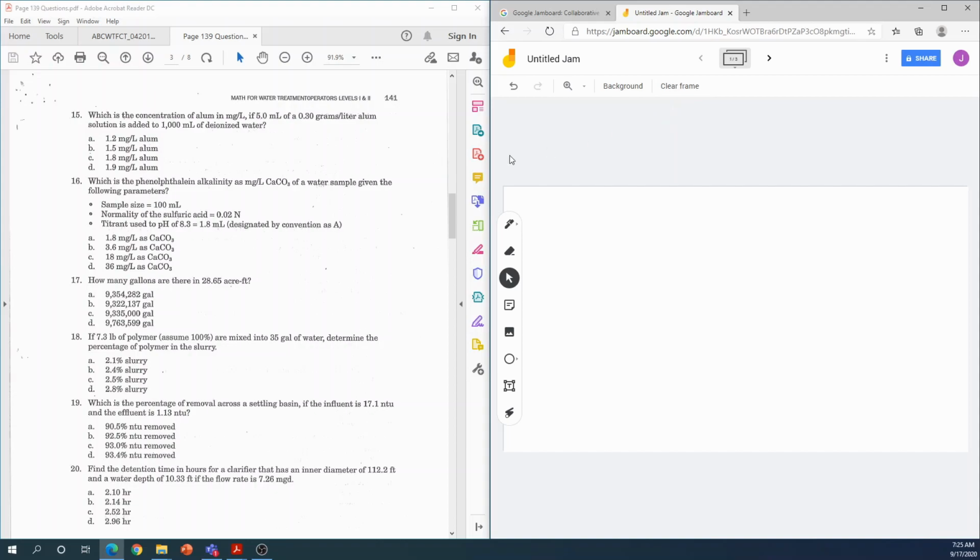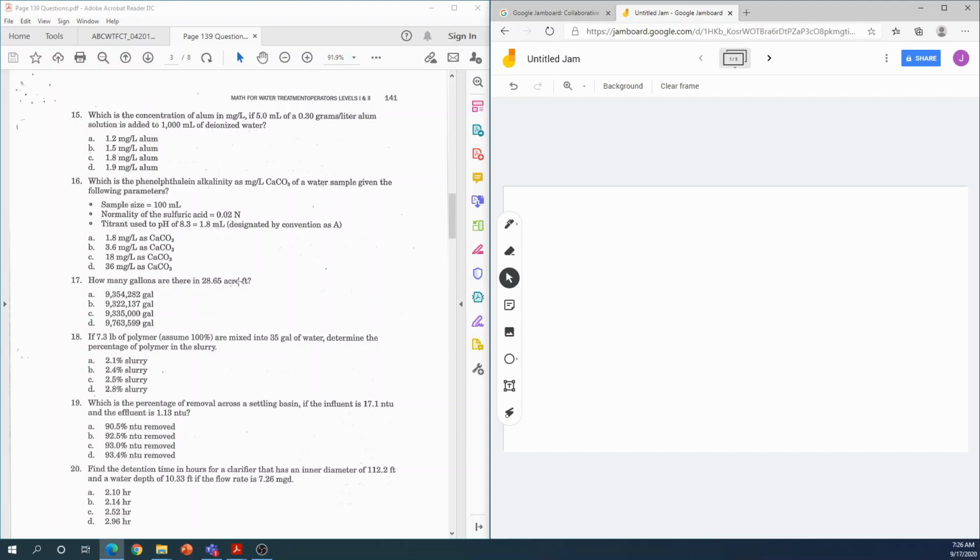All right, let's jump to number 17. How many gallons are there in 28.65 acre feet? So 28.65 acre feet, this is equivalent to an area of 1 acre that has 1 foot of depth. So this is just going to be a conversion problem.